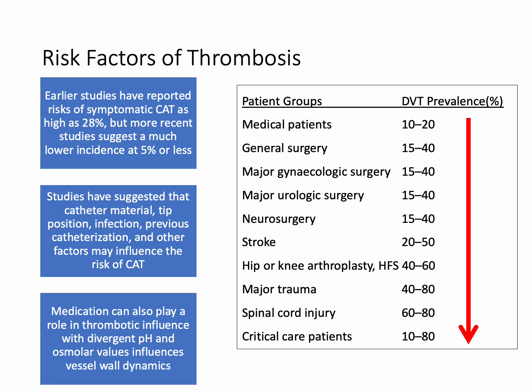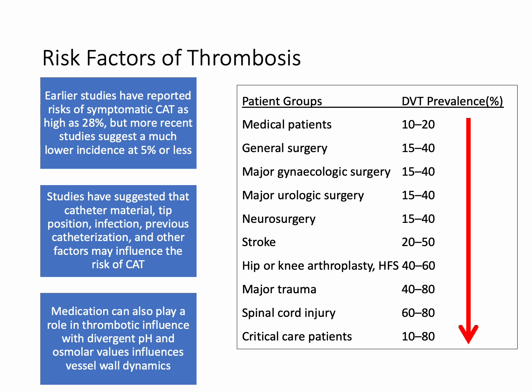This slide focuses on a number of risk factors around thrombosis. As you can see, it's broken down by patient groups with the risk of DVT prevalence in percentage on the right-hand side. Some of the earlier studies have reported that symptomatic catheter-associated thrombosis is as high as 28%. There have even been some reports as high as 65%. But a lot of the more recent literature has shown a lower incidence of around 5%, up as high as around 10%.